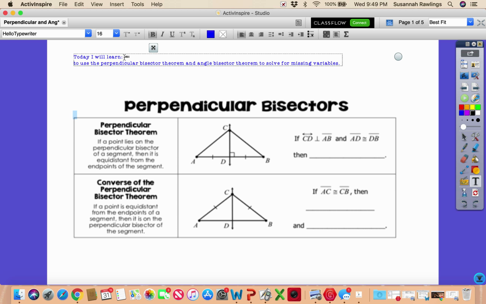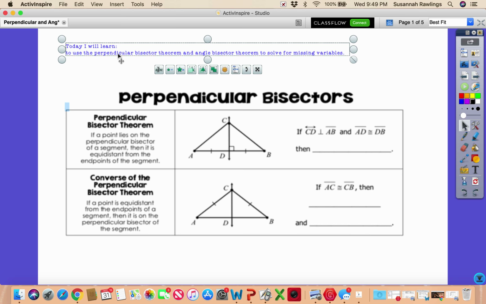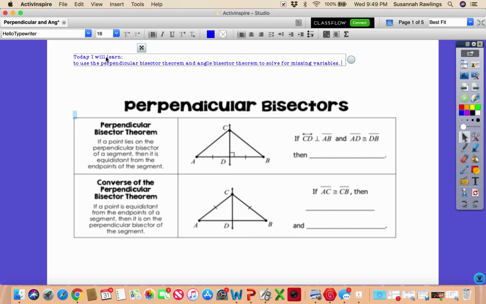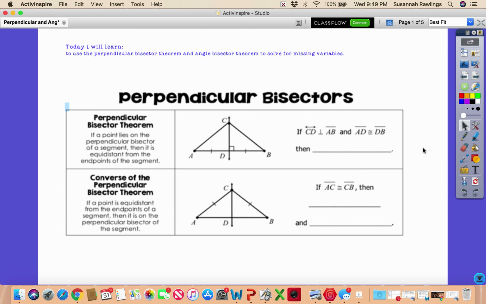Okay, so we're talking about all the bisectors today. So segment bisectors, or perpendicular, and then also angle bisectors. So please write that down, our learning goal: to use perpendicular bisector theorem and angle bisector theorem to solve for missing variables.